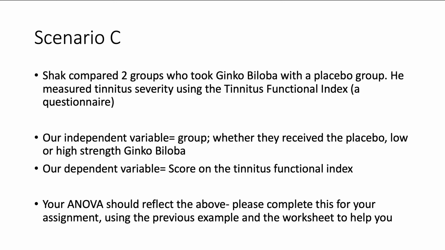So let's go to our worksheet example. In scenario C, Shaq compared two groups who took ginkgo biloba, and that's a health supplement, with a placebo group. He measured tinnitus severity using the Tinnitus Functional Index, which is a questionnaire which asks people to self-rate how their tinnitus is impacting their daily life. In this instance, our independent variable is the group. It's whether they receive the placebo or the low or high strength ginkgo biloba. Our dependent variable is their score on the Tinnitus Functional Index.